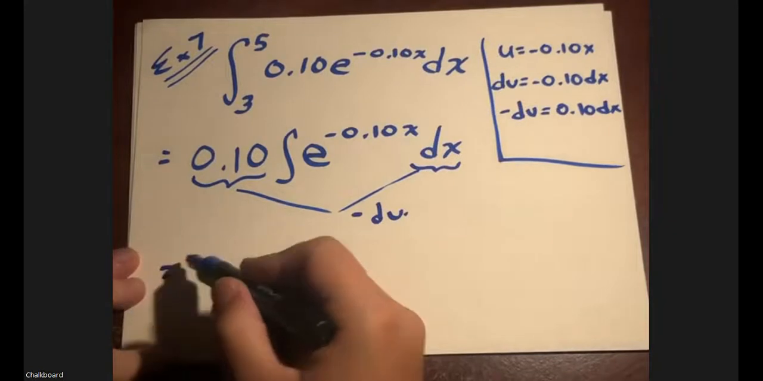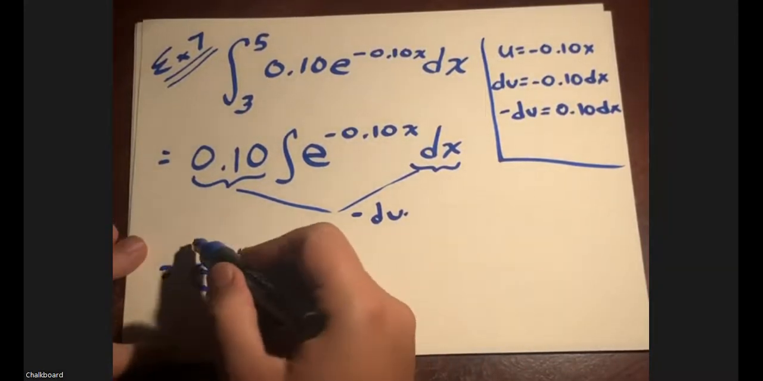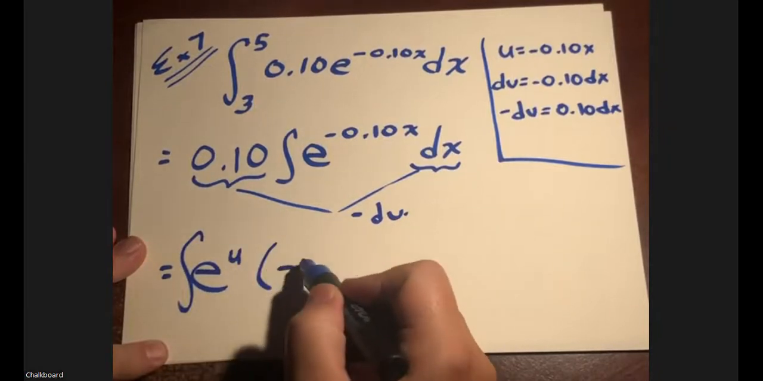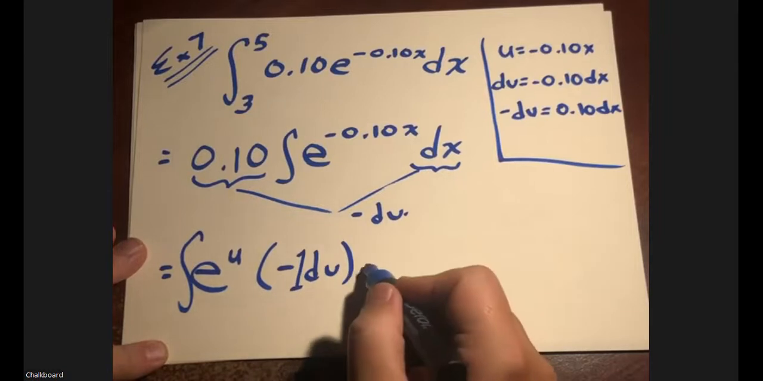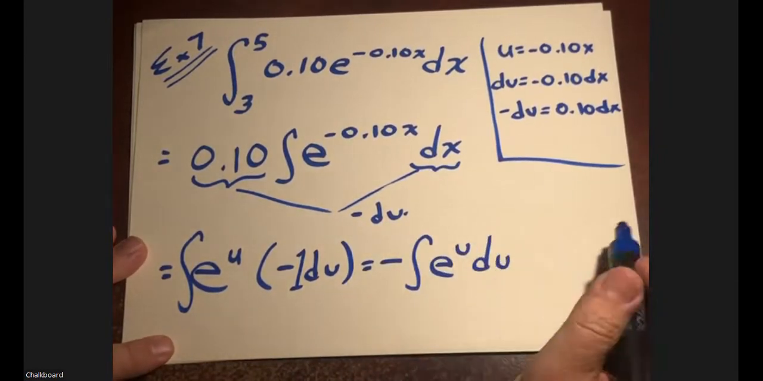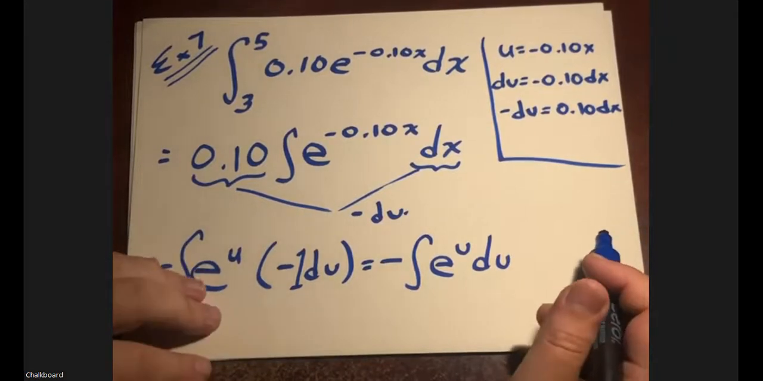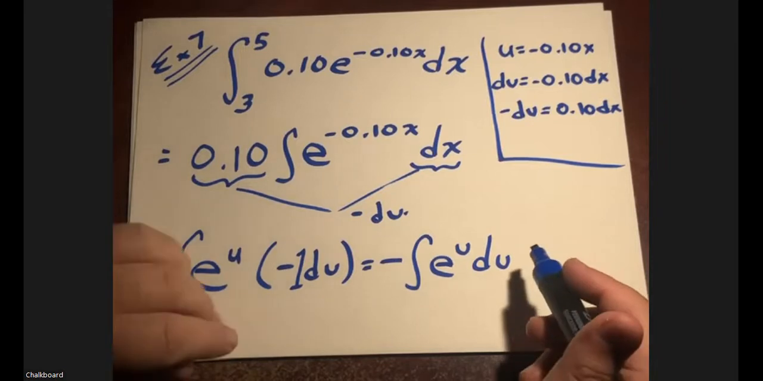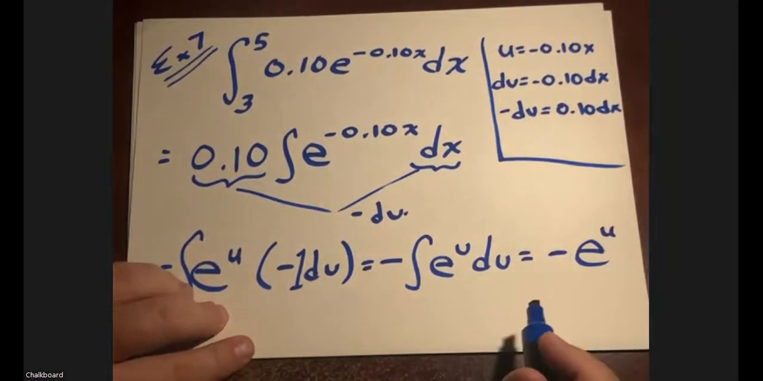So it looks like this now, equals e to the u times negative du. And if I make that negative 1, I can pull it out, making it negative, the integral of e to the u du. And now the million-dollar question, what is the integral of e to the u du? The answer is e to the u, right? Don't forget that pesky negative is chasing you. Don't let it get out of the way.